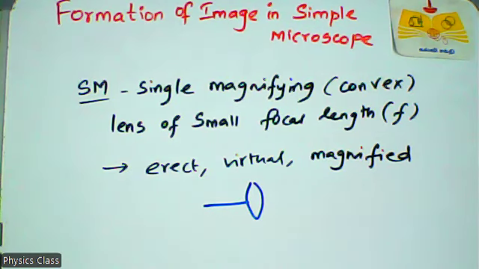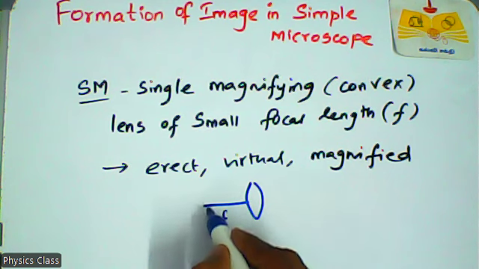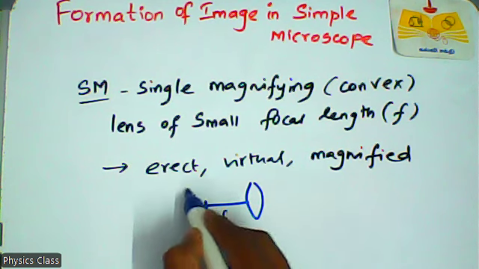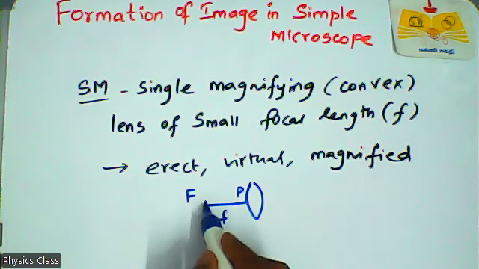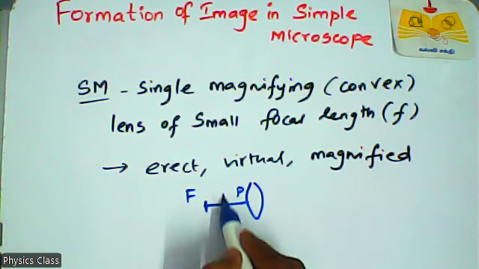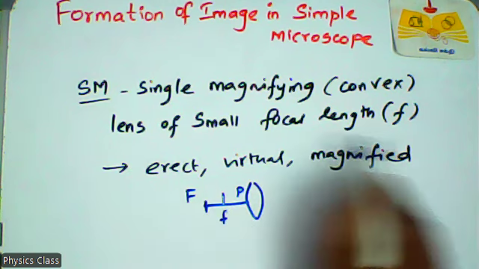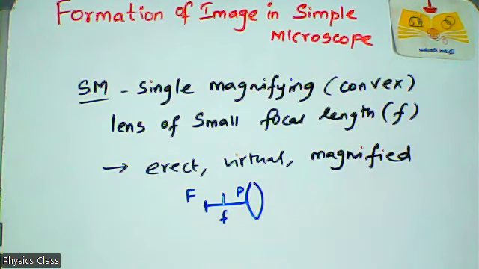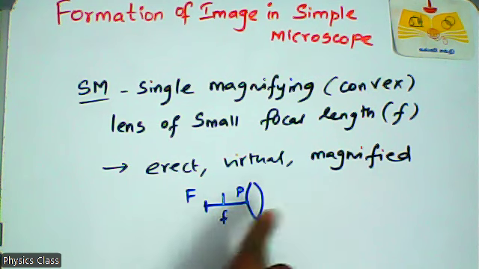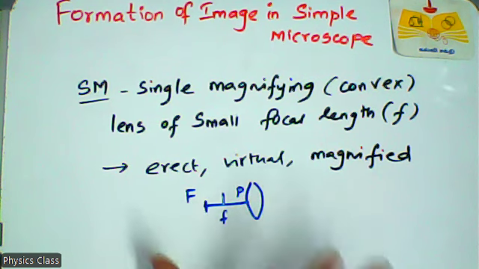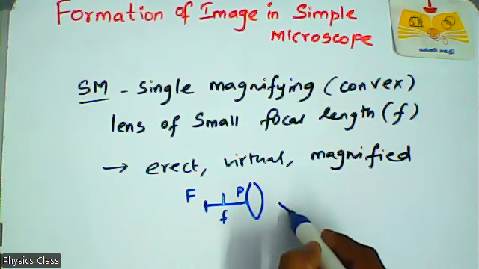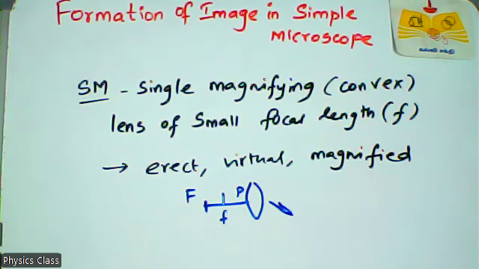That is within the focal length f, so between focus and pole. Here, between F and P, the object must be placed to produce this type of image. F means focus, P means pole, on one side of the lens. And we view through the other side of the lens.